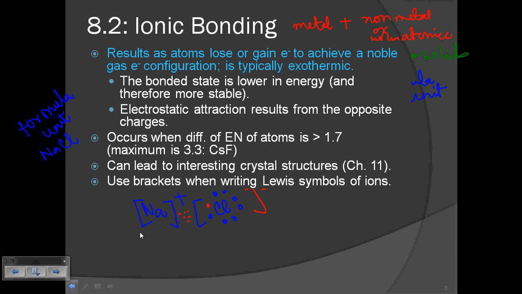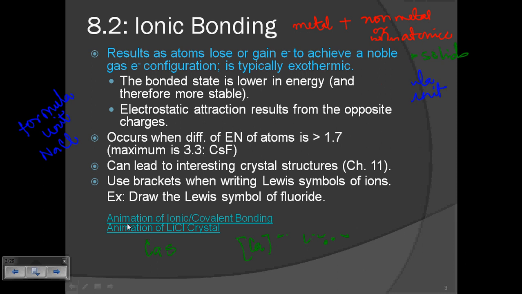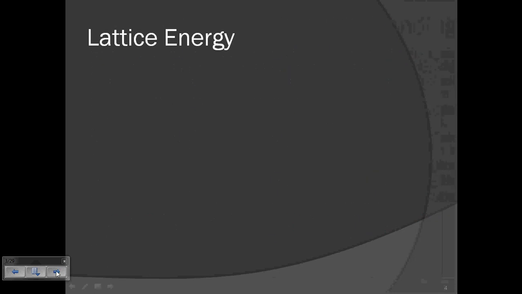A quick understanding check at this point. Could you write the Lewis structure for calcium sulfide? Take a moment. If you get it right, it should look somewhat like this, with a 2- charge. Moving on. These are a couple of animations. I would recommend that you go watch them so you have a visual of how the lattice actually looks. Then moving on to the next type of bonding, which is covalent. But before we go there, let's talk about the strength of ionic bonding.